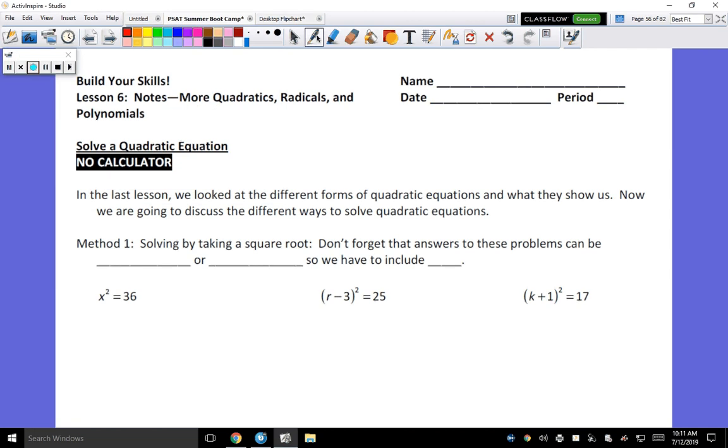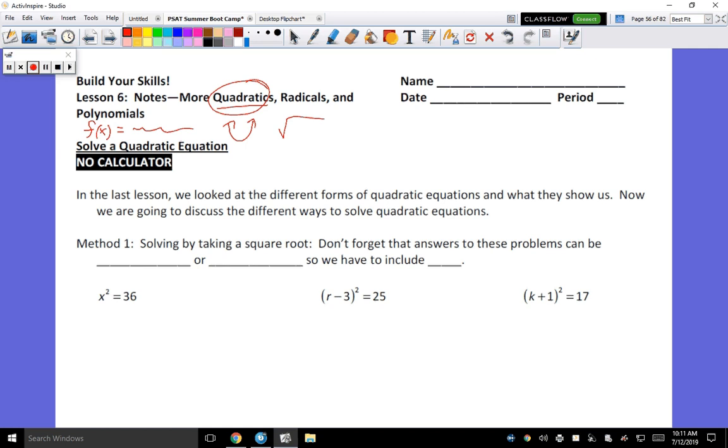So we are looking at lesson 6 now. We're going to be talking about quadratics, otherwise parabolas. We're going to be talking about radicals, and then we're going to be talking about polynomials, where you have these full-on equations with more than one term. Alright, so here we go.